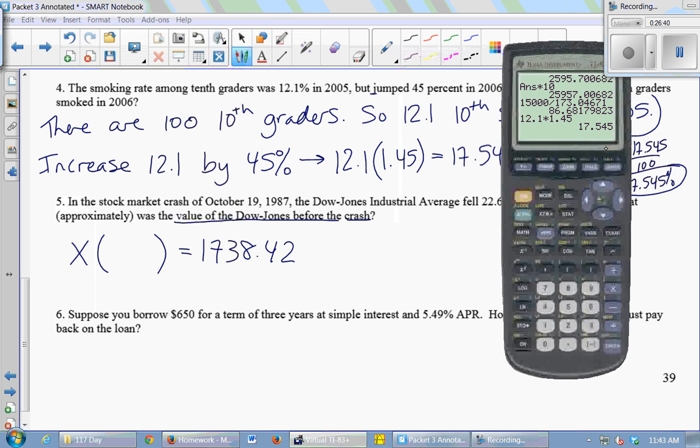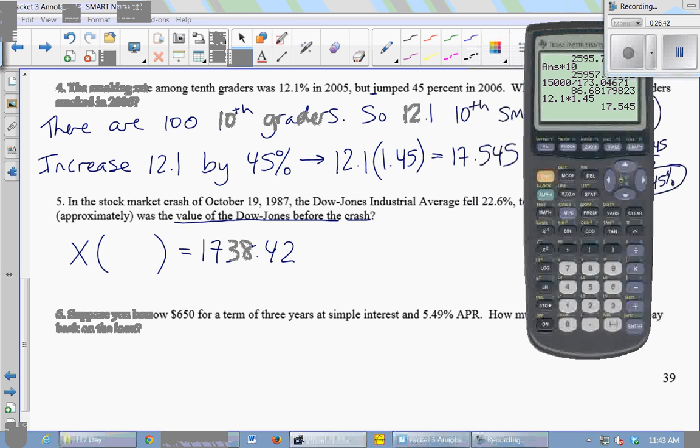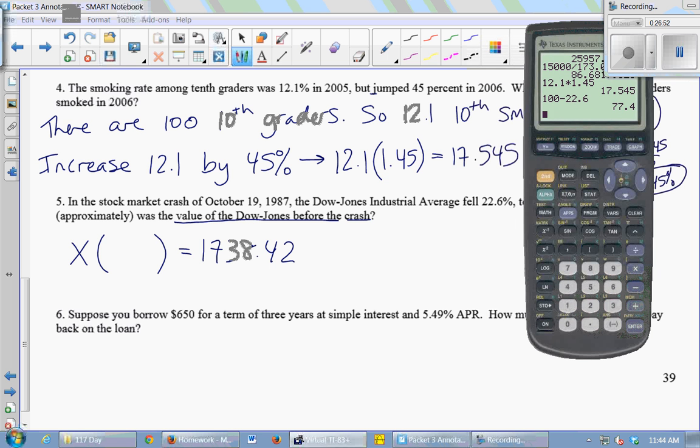Right, so if I'm losing 22.6%, I'm starting with 100%, and I'm going to lose 22.6%, which means I'm keeping how much? 77.4%. I only get to keep 77.4% of the previous value because 22.6% is going away. So if I multiply the original stock market value by 0.774, I should land at the new stock market reduced value.